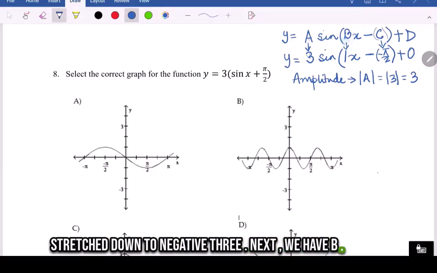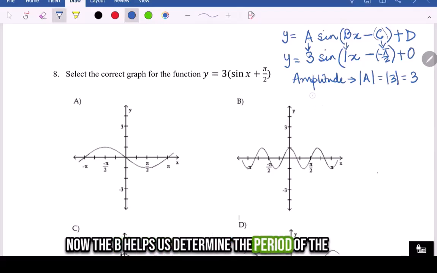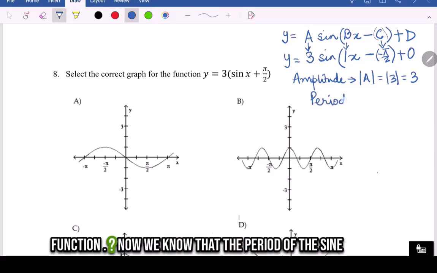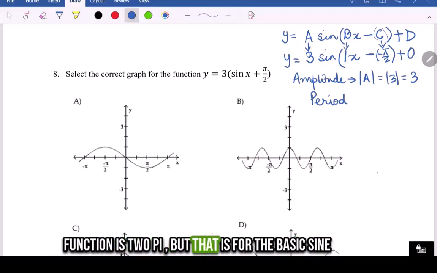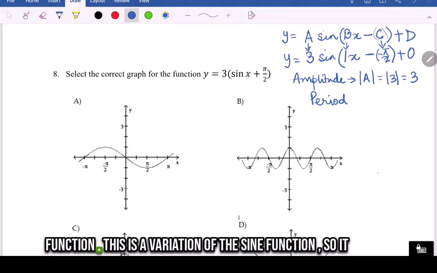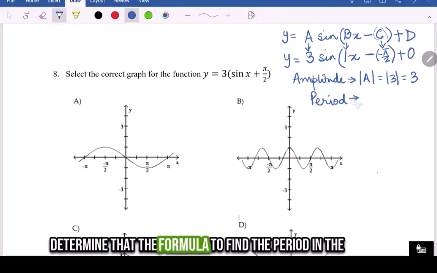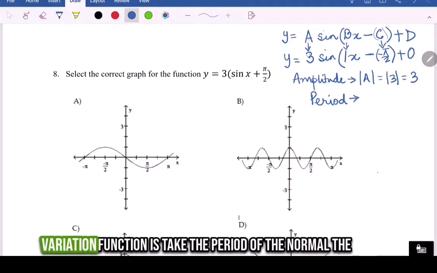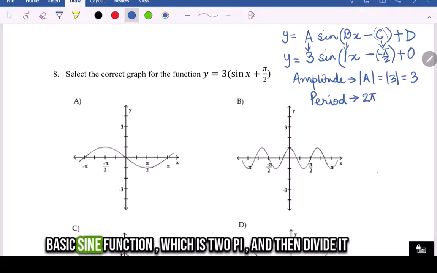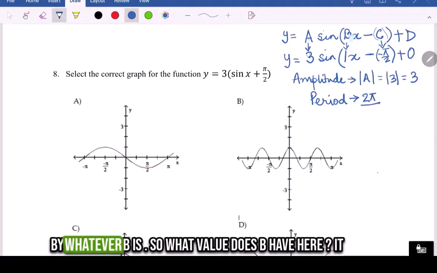Next, we have B. Now, the B helps us determine the period of the function. Now, we know that the period of the sine function is 2 pi, but that is for the basic sine function. This is a variation of the sine function, so it may not have a period of 2 pi. So let's see how to determine that. The formula to find the period in the variation function is take the period of the basic sine function, which is 2 pi, and then divide it by whatever B is.